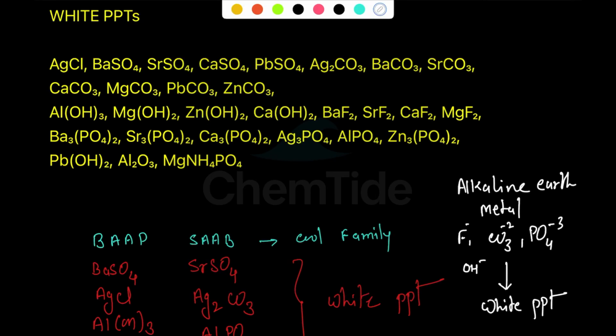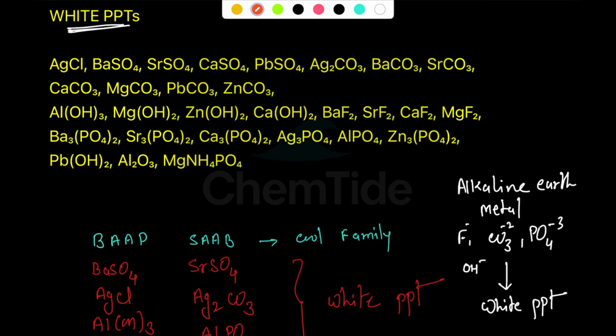Hello students. In today's lecture we are learning mnemonics for the white precipitate, yellow precipitate, black precipitate, and pink precipitate. I'll try to give you the mnemonics. It will be easier to crack the JEE and NEET examinations. So let us start. White precipitate.